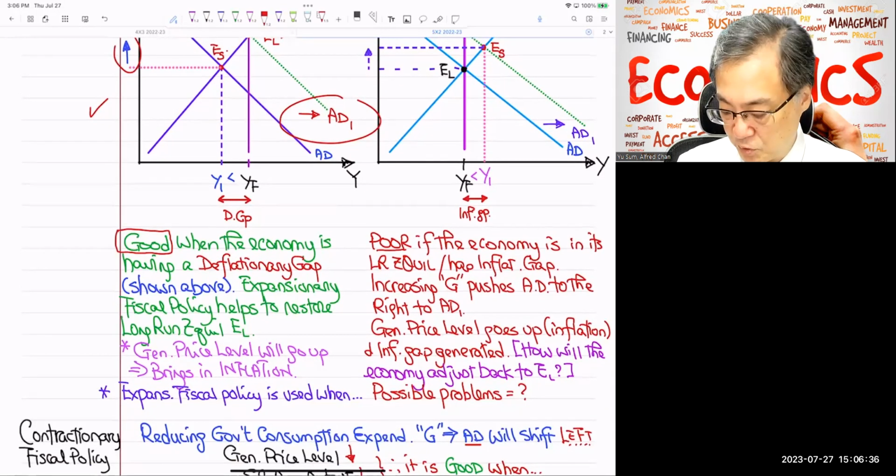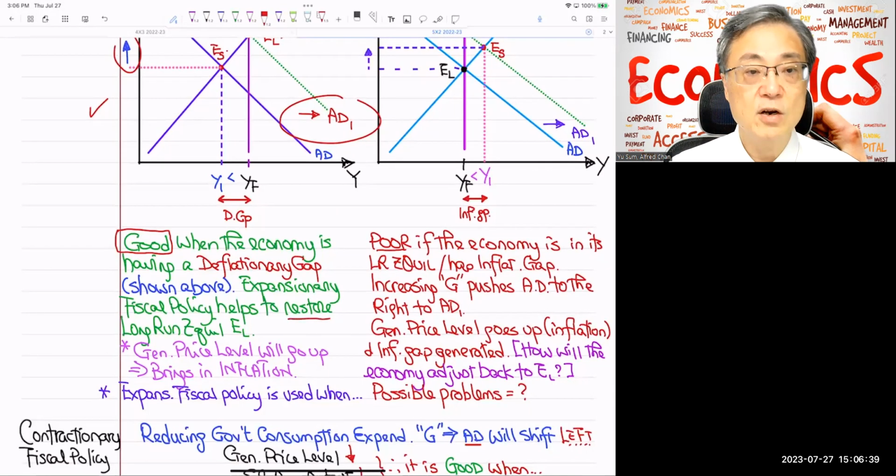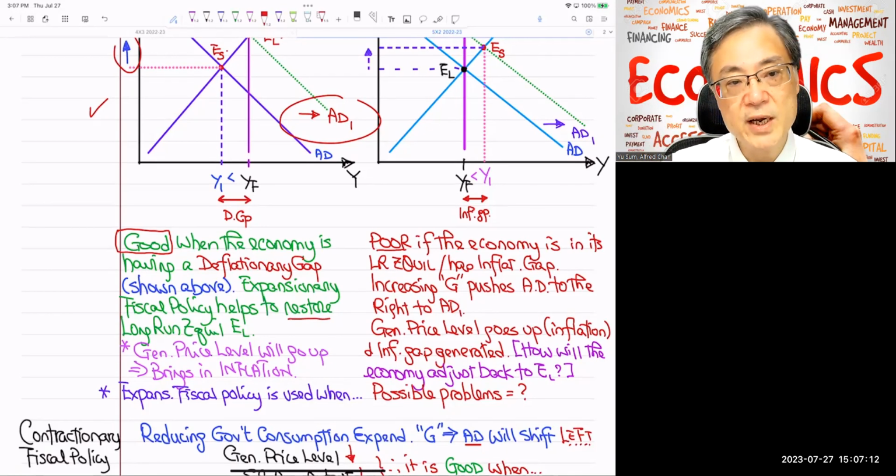Expansionary fiscal policy helps to restore the long-run equilibrium, and the general price level will go up. It brings in a certain degree of inflation, which shouldn't be too serious, probably 2 to 3%. So expansionary fiscal policy is used when the economy is facing recession, or when the economy is even worse, located at a trough. The government is trying to rescue the economy and bring it back onto its normal track. Okay, expansionary.